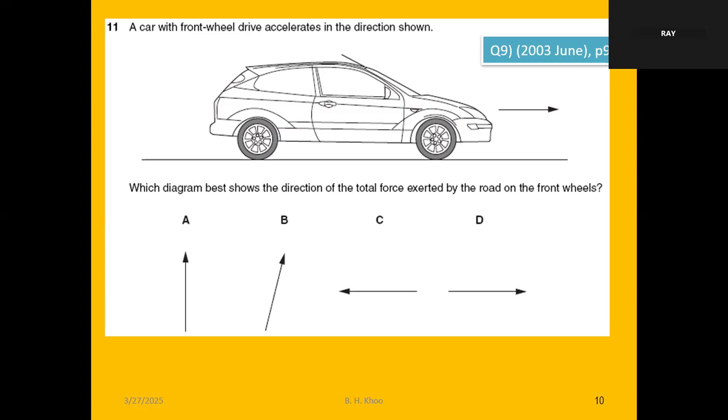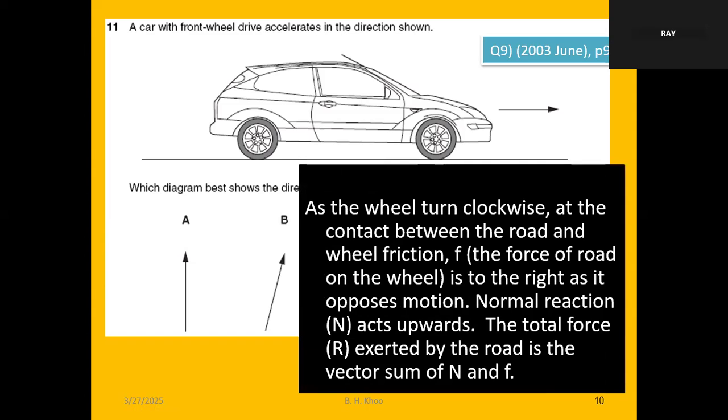I think it's A. No, total reaction force, not only the normal reaction. Oh, let's B. Right? The car is moving this way, so the frictional force is going this way. Reaction force, frictional force. Then there's a normal reaction. So the total force is the two together. The answer is B.